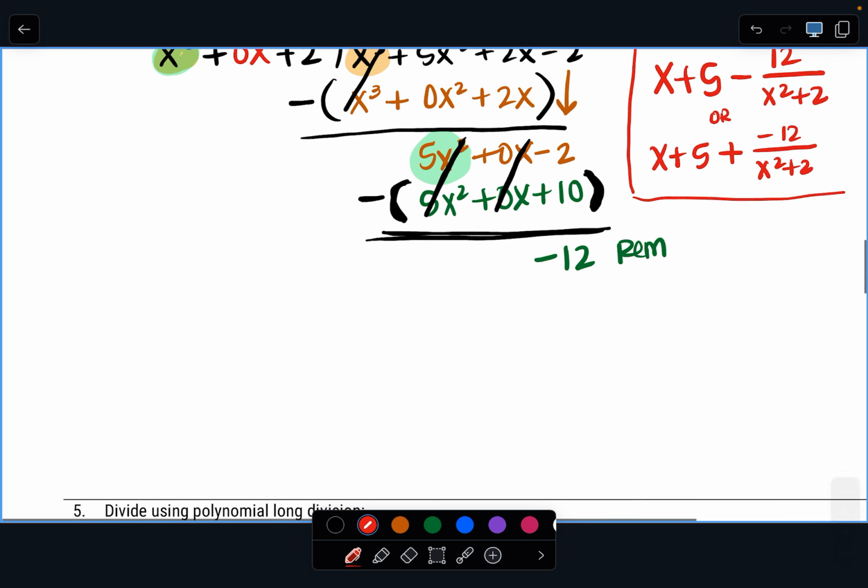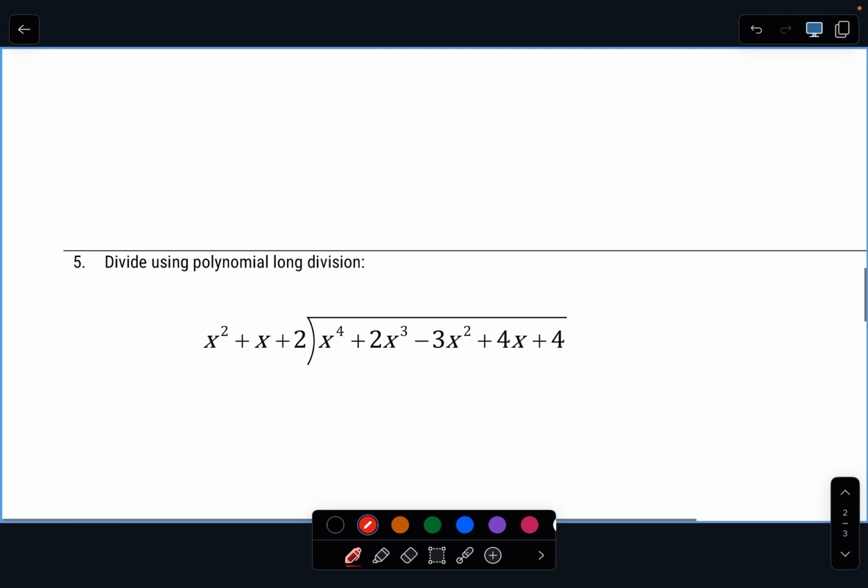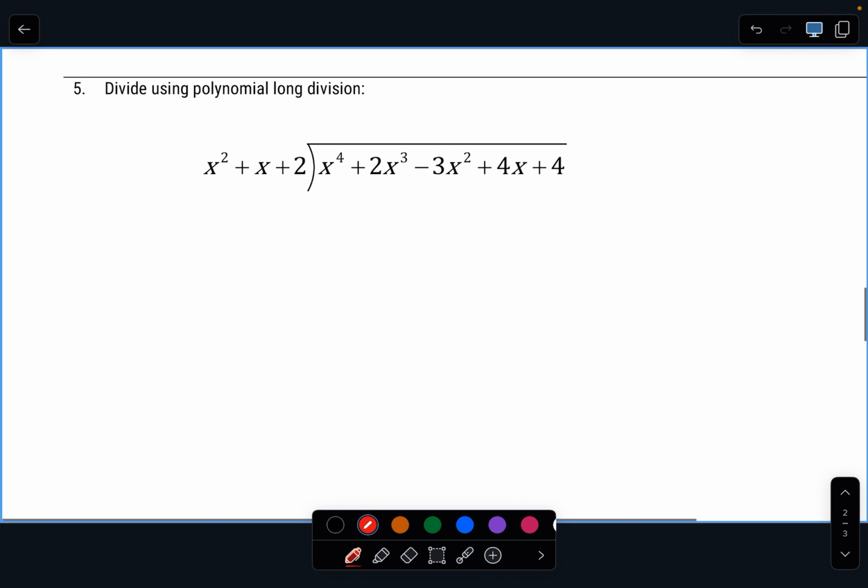Okay, last one. I think this one ends up with a slightly different remainder, so I wanted you to at least see one like this. We have 4, 3, let me go in and check. 4, 3, 2, 1 constant. We're not missing anything, which is nice.